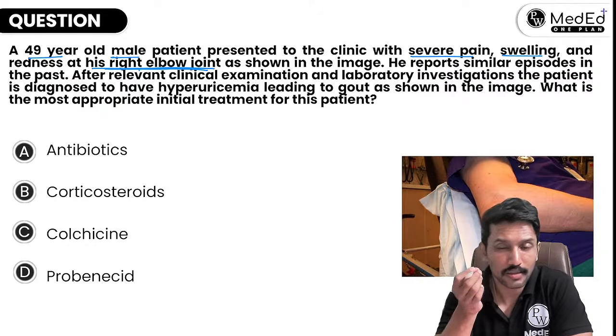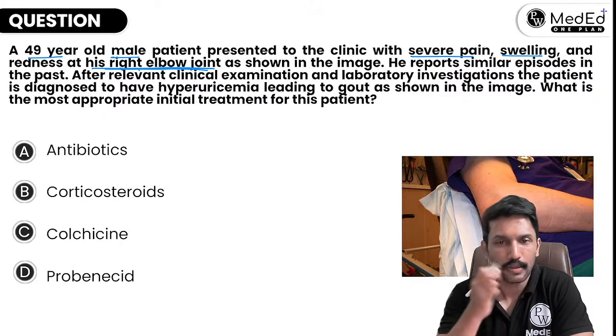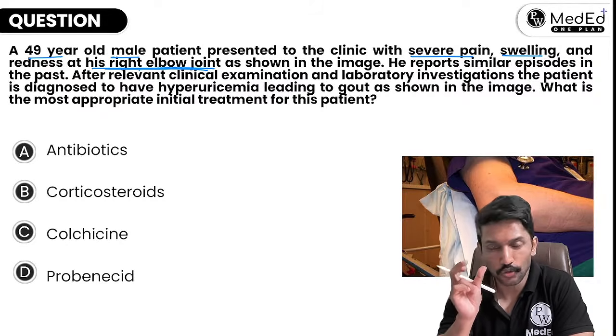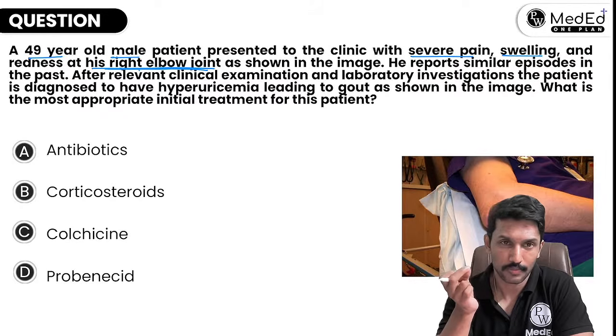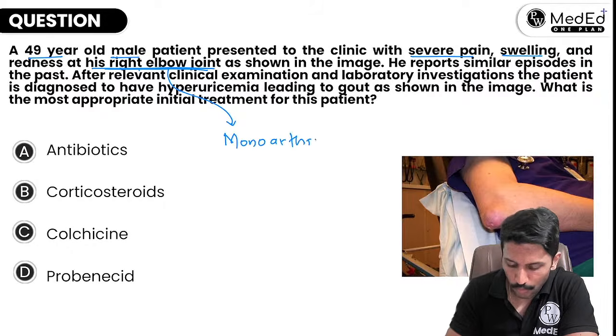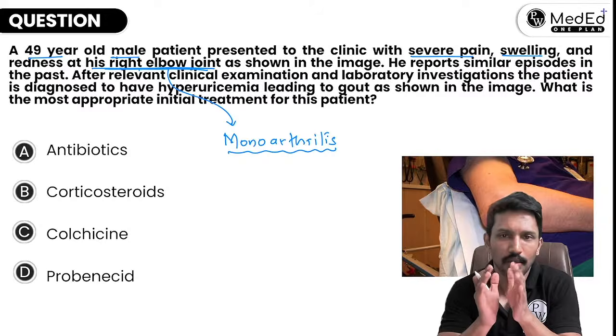So is it polyarthritis or monoarthritis or oligoarthritis? If there is involvement of 5 or more than 5 joints, it's polyarthritis. And 2, 3, or 4 joints, it is oligoarthritis. And only one, it is monoarthritis. Here it is only about elbow joint. So that means patient has got monoarthritis. And one of the important differential diagnosis for recurrent or episodic monoarthritis is gout. It is gout.